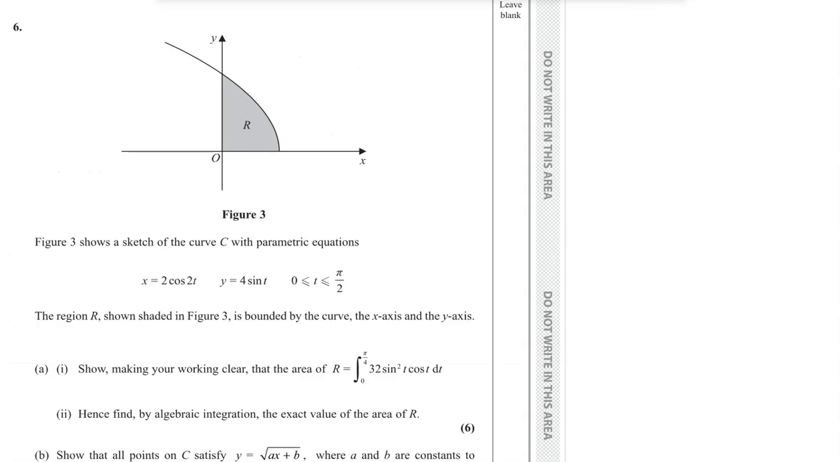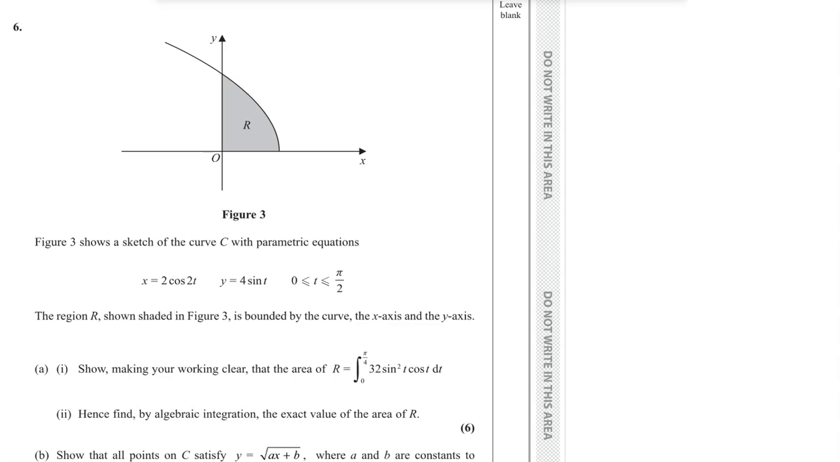In the final questions video, we are going to look at some parametric integration. So we've got a curve C here with the parametric equations defined as follows, and we've got this region R shown in the figure that's bounded by the x-axis and the y-axis and the curve. We're first going to show how we could set up our parametric integration, and then we're simply going to do that integration in the second part of A. So let's look how we set this up.